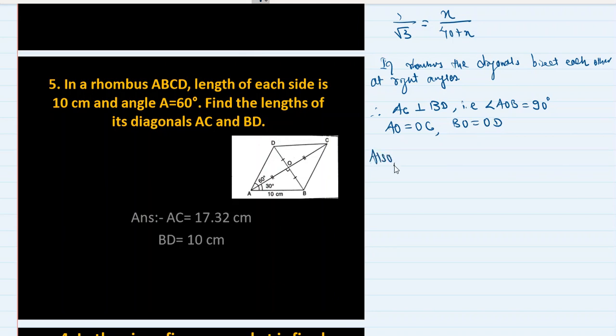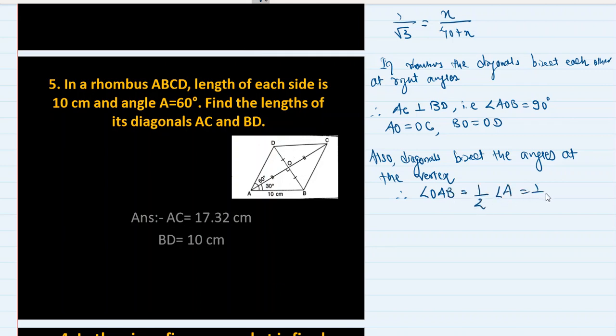Also, in a rhombus, diagonals bisect the angles at the vertex. So what they are saying is that angle A is 60 degrees. This angle A is bisected by the diagonal AC. So therefore angle OAB will be equal to half of angle A, which is half of 60, which is 30 degrees. So this small angle is 30 degrees. That's what we mean to say.